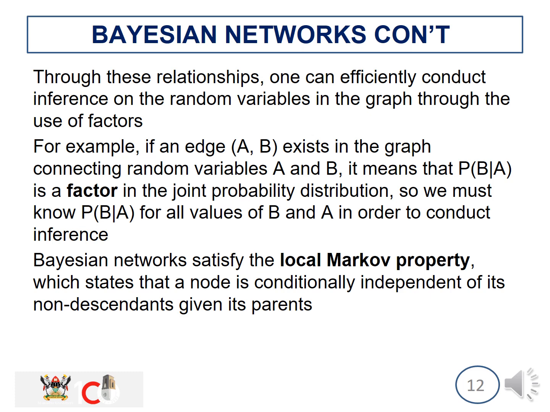Also, continuing explaining Bayesian networks, but this time using an example. Like if an edge AB exists in the graph connecting the variables A and B, it can mean that the probability of B given A is a factor in the joint probability distribution. So we must first know the probability of B given A for all values of B and A in order to conduct inference. And Bayesian networks satisfy the local Markov property. The local Markov property states that a node is conditionally independent of its non-descendants given its parents.